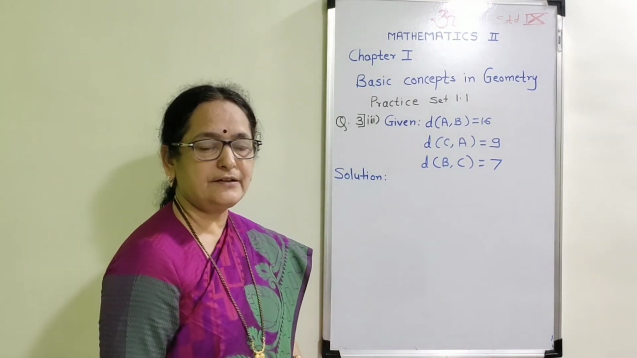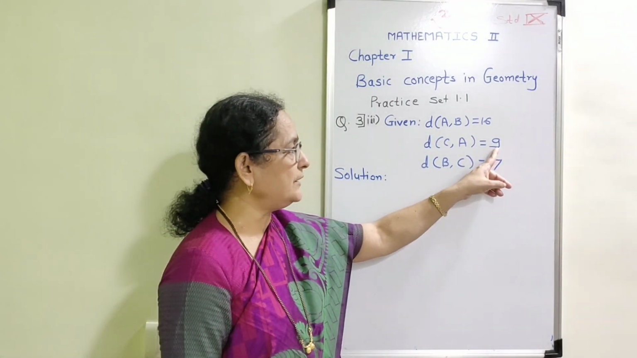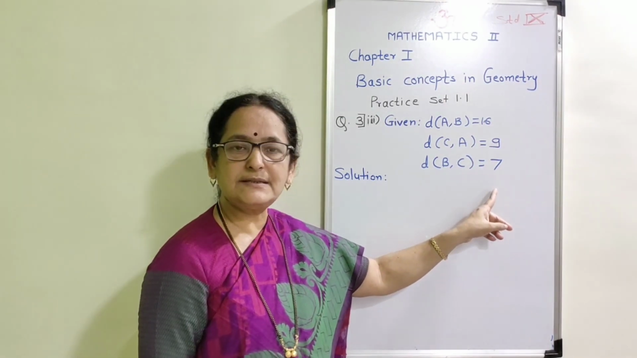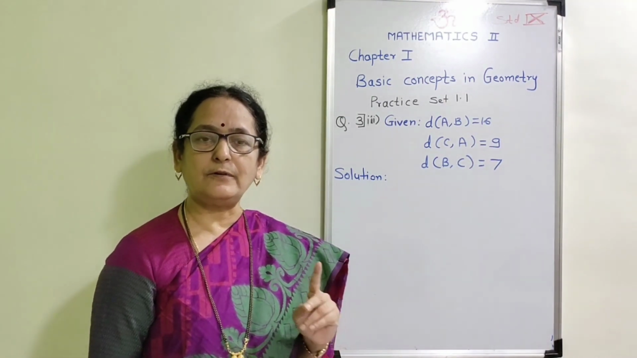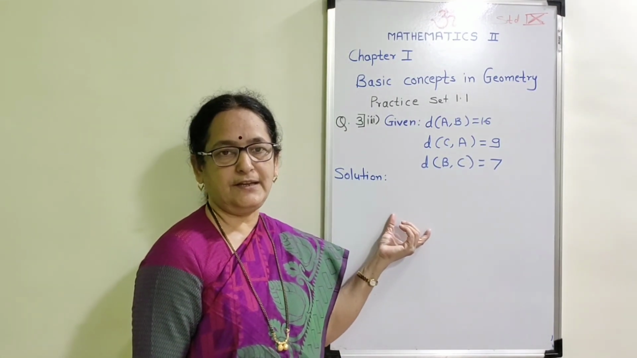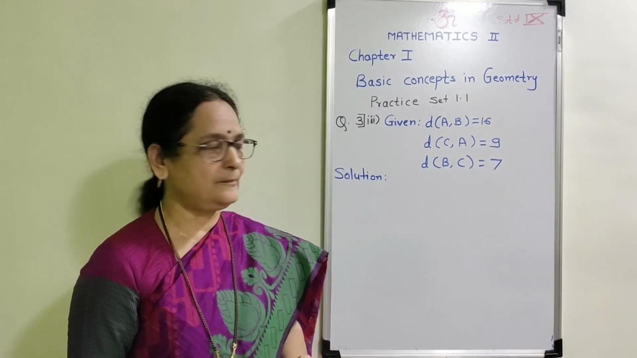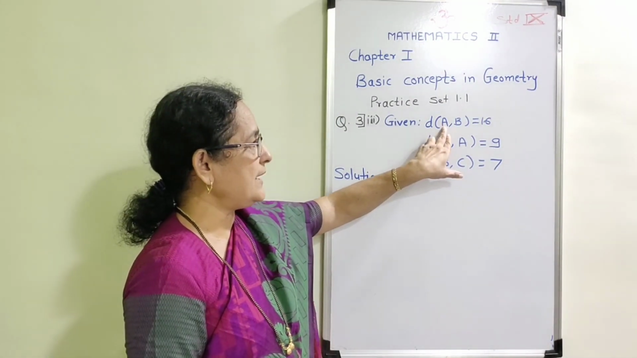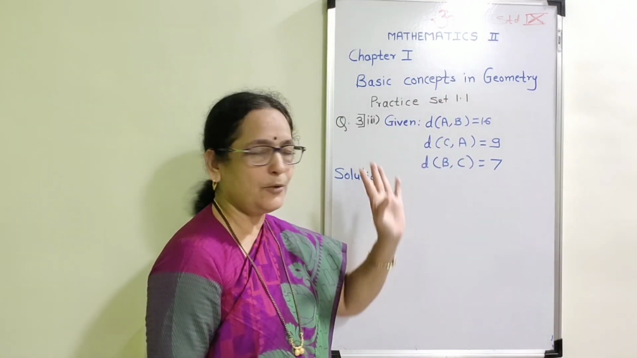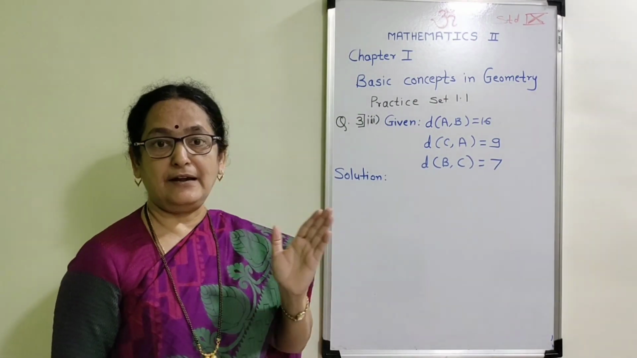Which one is the greater distance? 16. Now take the sum of the remaining two distances, that is 9 plus 7, which is also equal to 16. Now here our oral decision is that the given 3 points are collinear and also A and B are at the end, and therefore the remaining third point, that means C, is in between A and B.